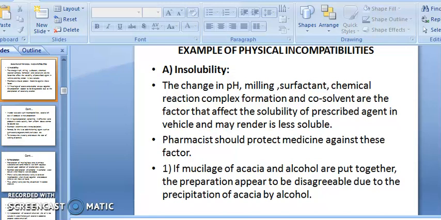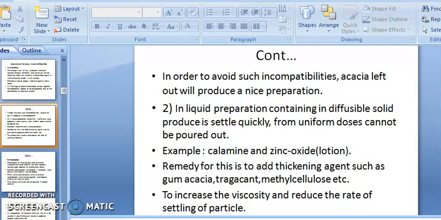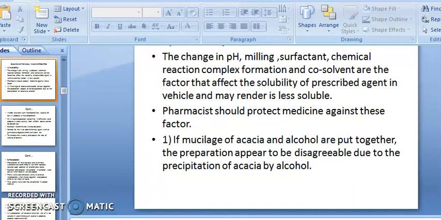The pharmacist should protect the medicine against these factors. If you want the pharmacist to avoid this problem, what should they do? If mucilage of acacia and alcohol are put together, the preparation appears disagreeable due to the precipitation of acacia by alcohol. There is a formation of a disagreeable complex. It is not suitable for the patient.